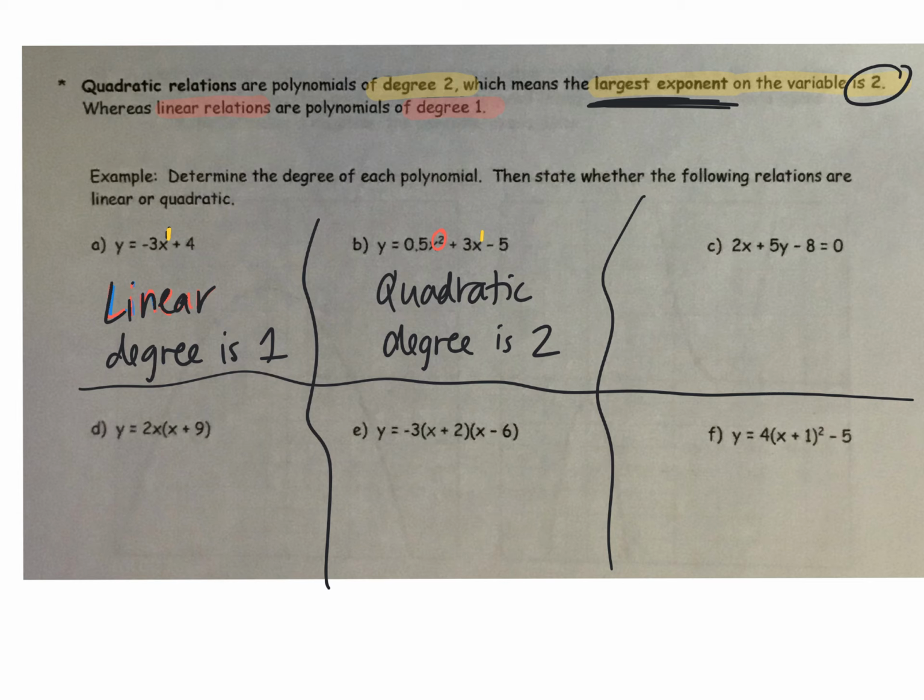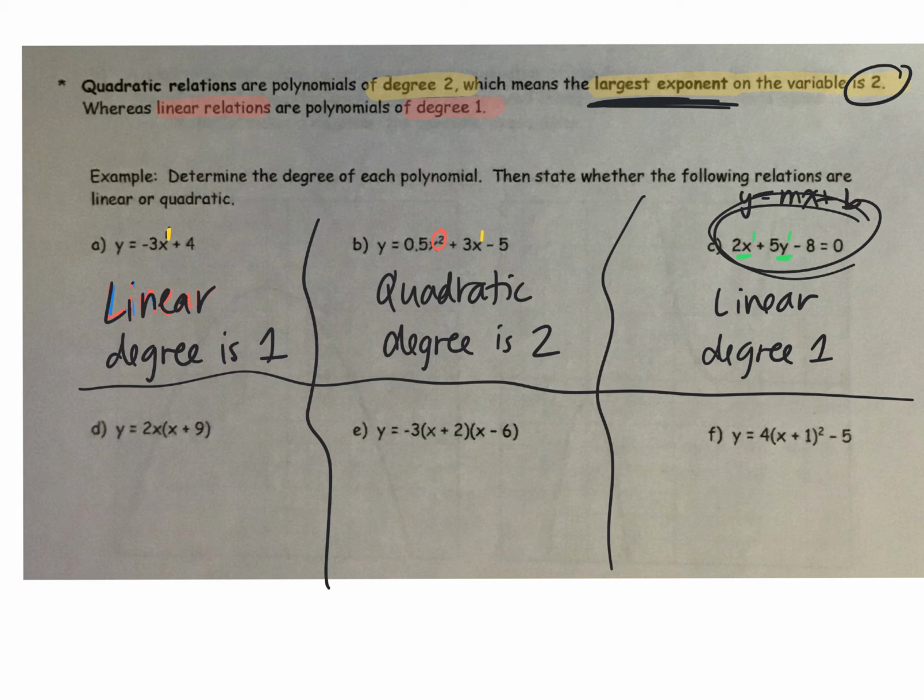Okay, what about C? Is it linear, quadratic, or neither? Linear. Excellent. It has a y and an x, and the exponents are 1. This one has a degree of 1. This is not in slope-intercept form, the form y equals mx plus b, but it's still linear because it has a degree of 1. It doesn't matter, though.